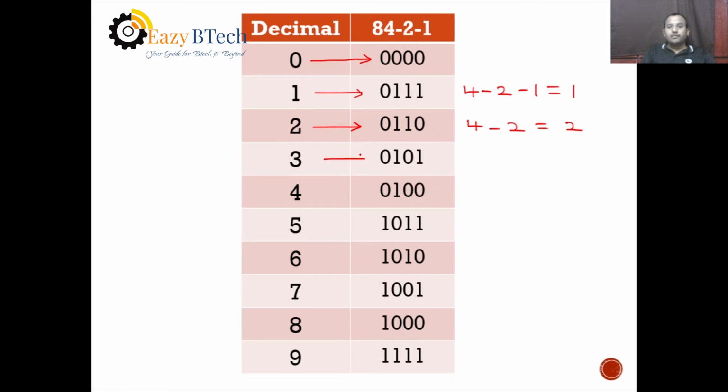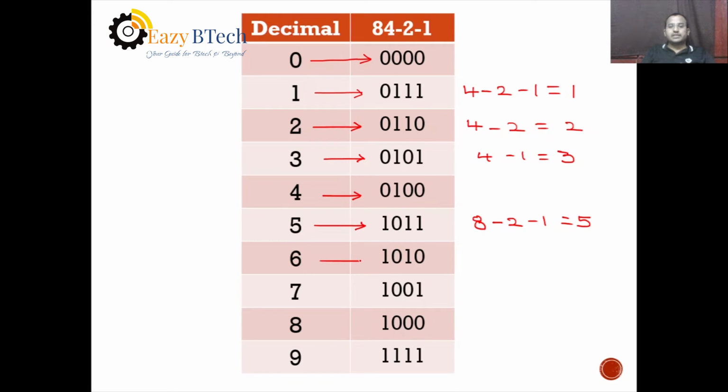So 3 we will get if we add the weights 4 and -1. So 4 minus 1 we will get 3, and for 4 it is simply this position is 1 and the remaining are 0, right? And for 5, what we are doing, 8 minus 2 minus 1, so 8 minus 3 is 5. So this is the representation for 5, 1 0 1 1.